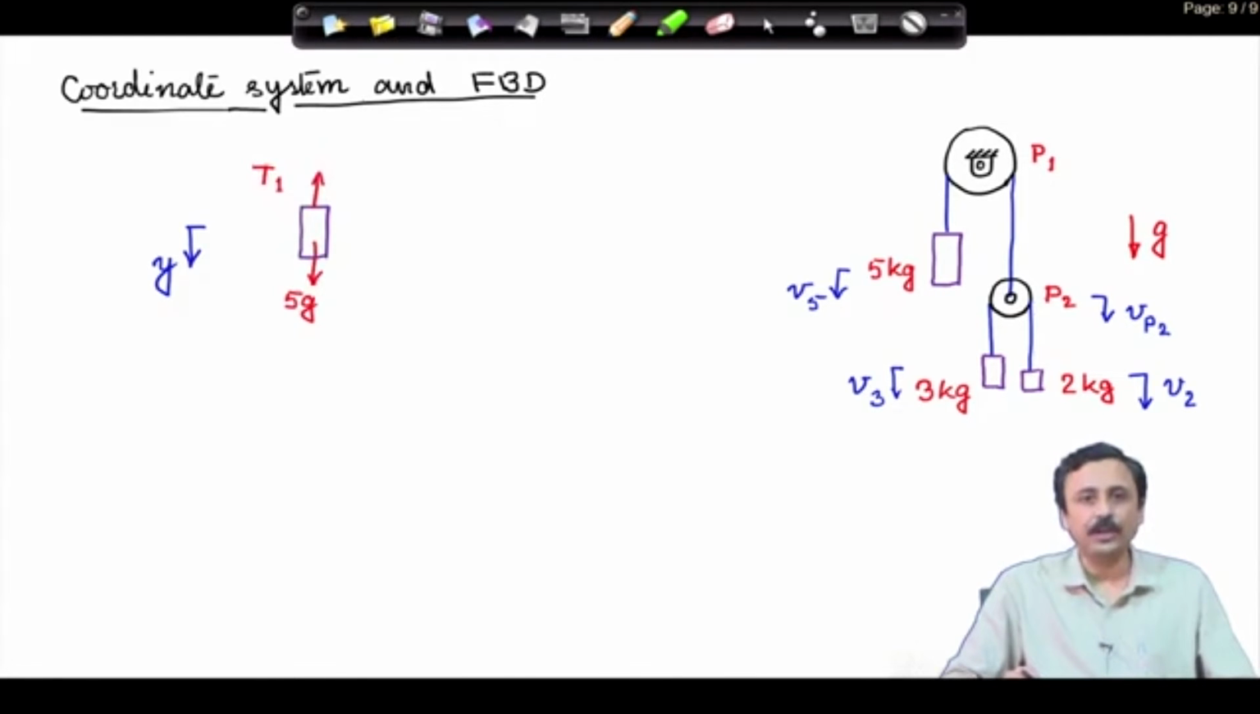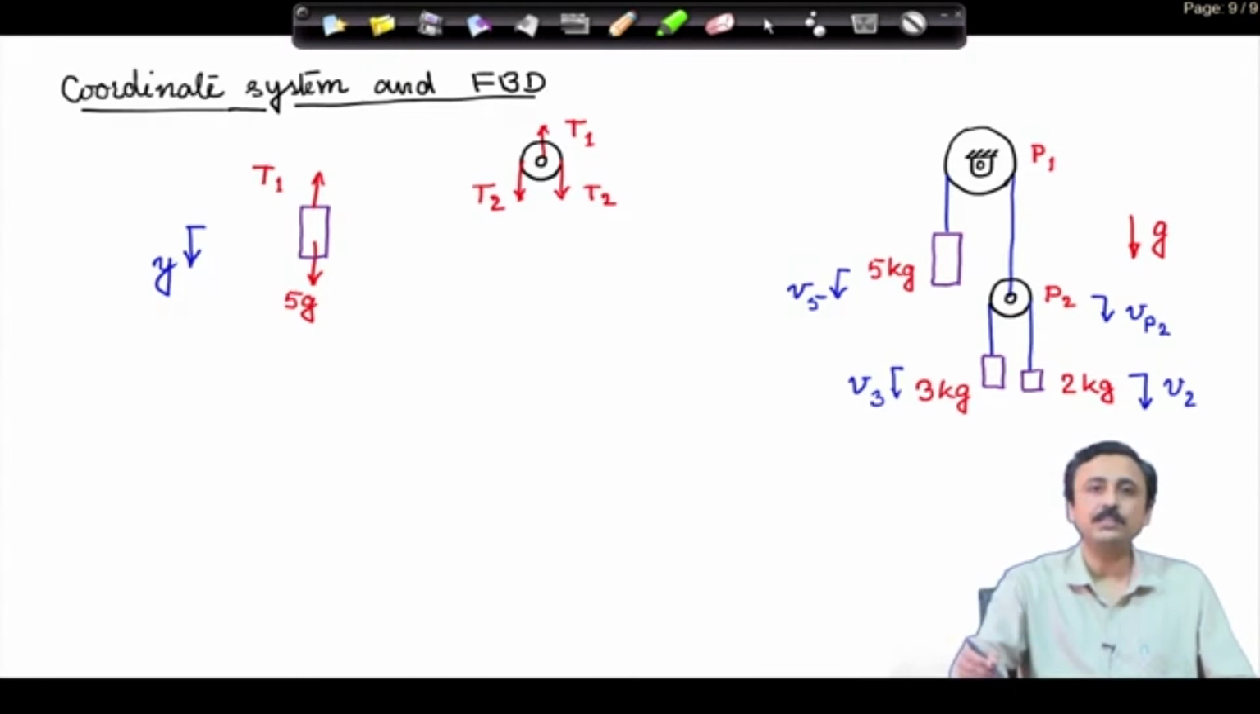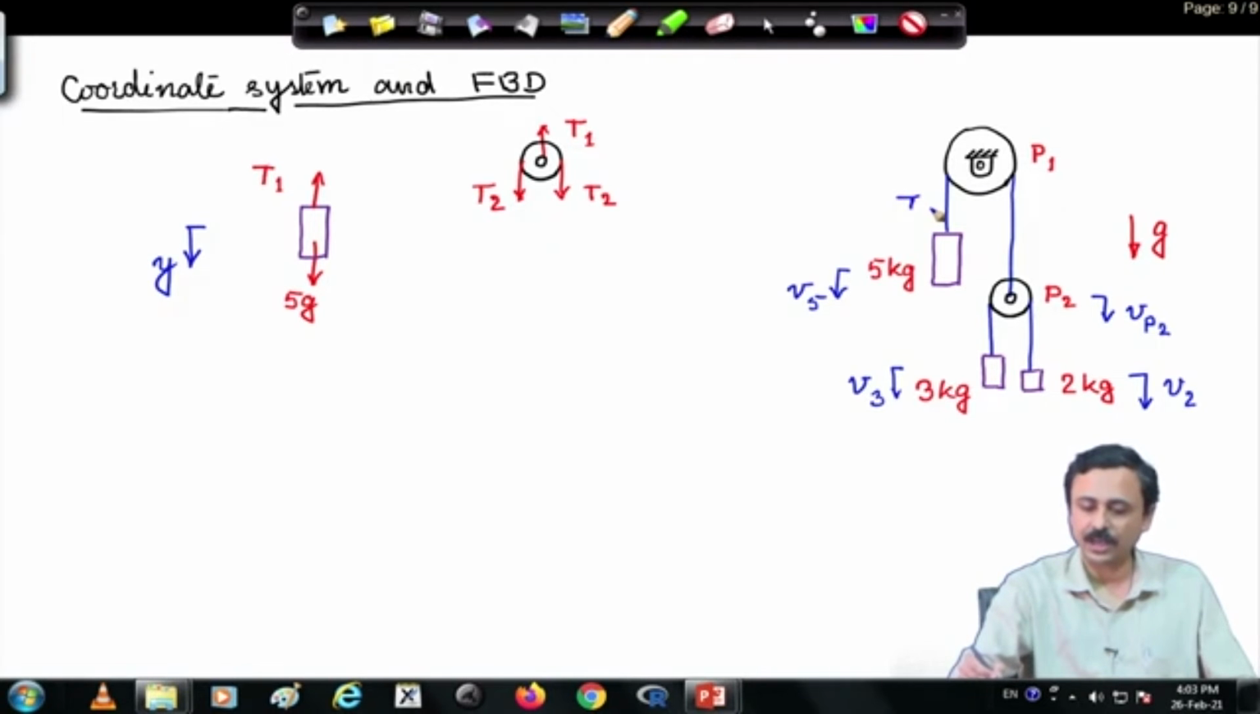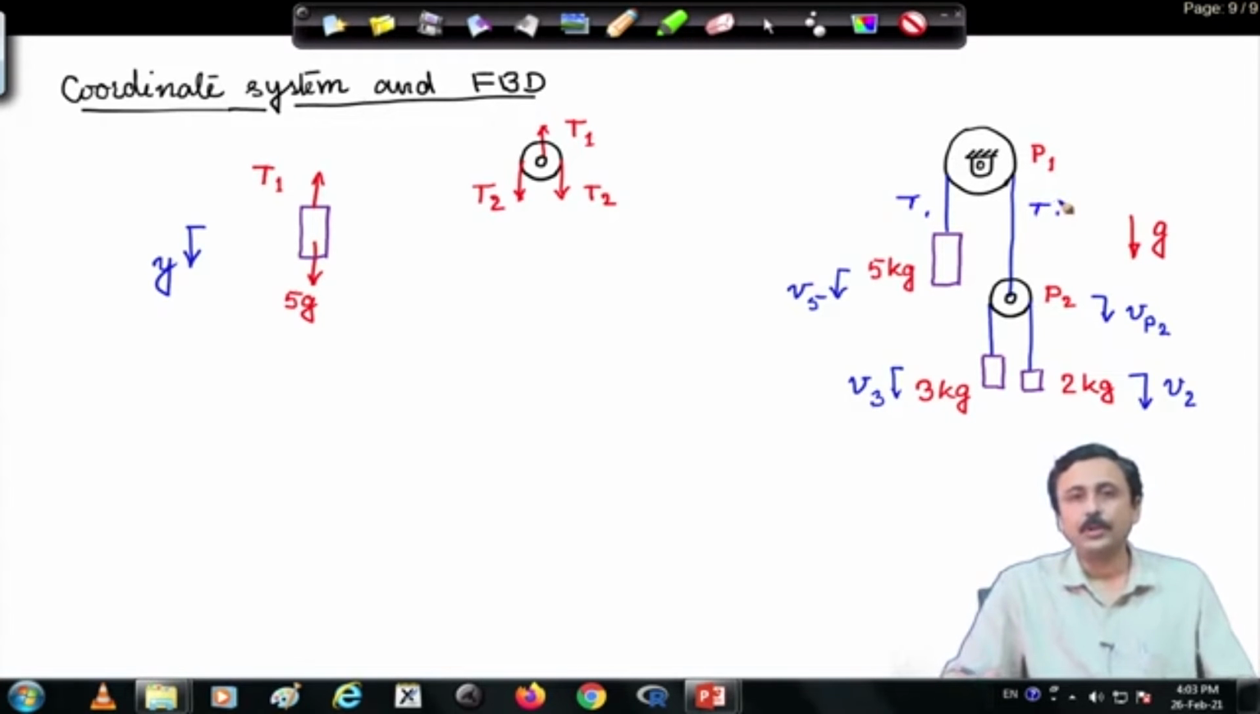Then the second step is drawing free body diagrams. This is the free body diagram of the 5 kg mass. You have 5 g, this is the weight, and tension T1 upwards. In the pulley P2, you have the tension T1, which goes from the 5 kg weight, same tension applies here. So, the tension here, which I call T1, is the same as the tension here, which is T1, because the pulleys are inertialess and there is no bearing friction.